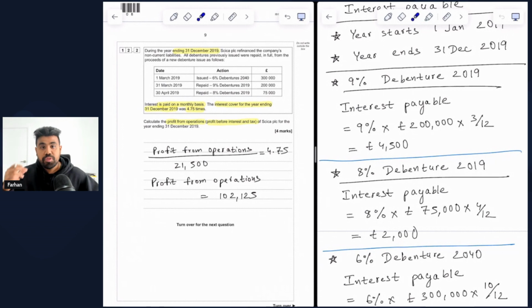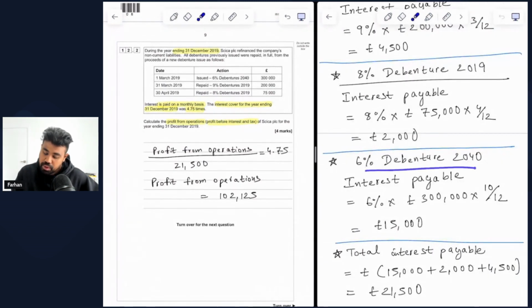Now we are going to talk about the new debenture that we have issued on 1 March 2019, which is the 6% debenture maturing in 2040. In other words, you need to repay this debenture in 2040. Now, for the interest that we have to pay on the 6% debenture, we take the annual rate of 6% and multiply it with the principal, or the amount that we have borrowed, which is £300,000. And this time, we are multiplying it further with 10/12.